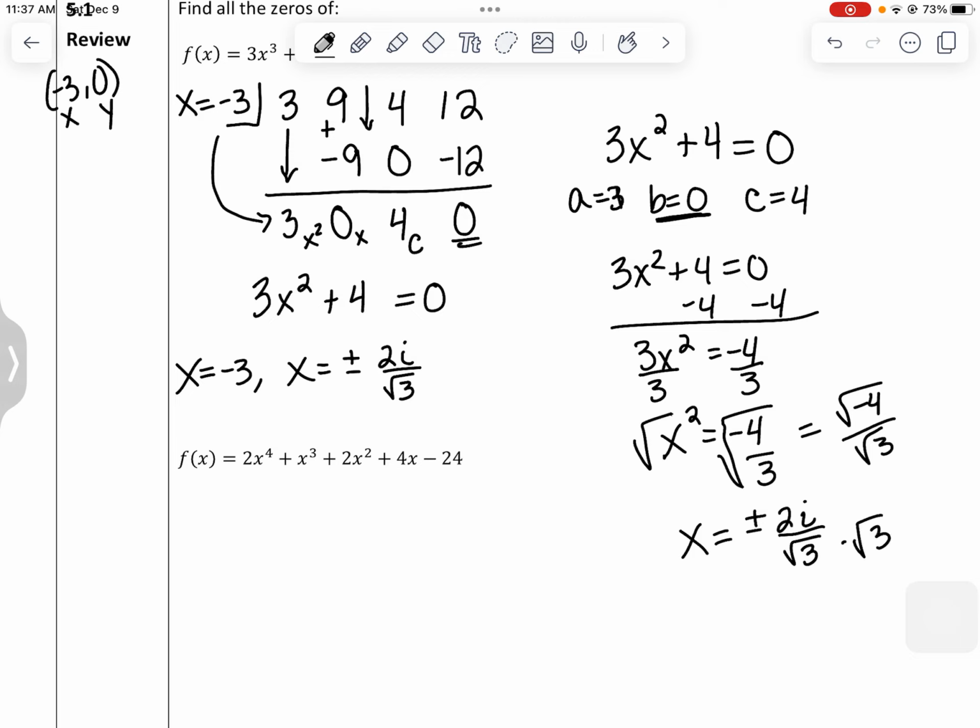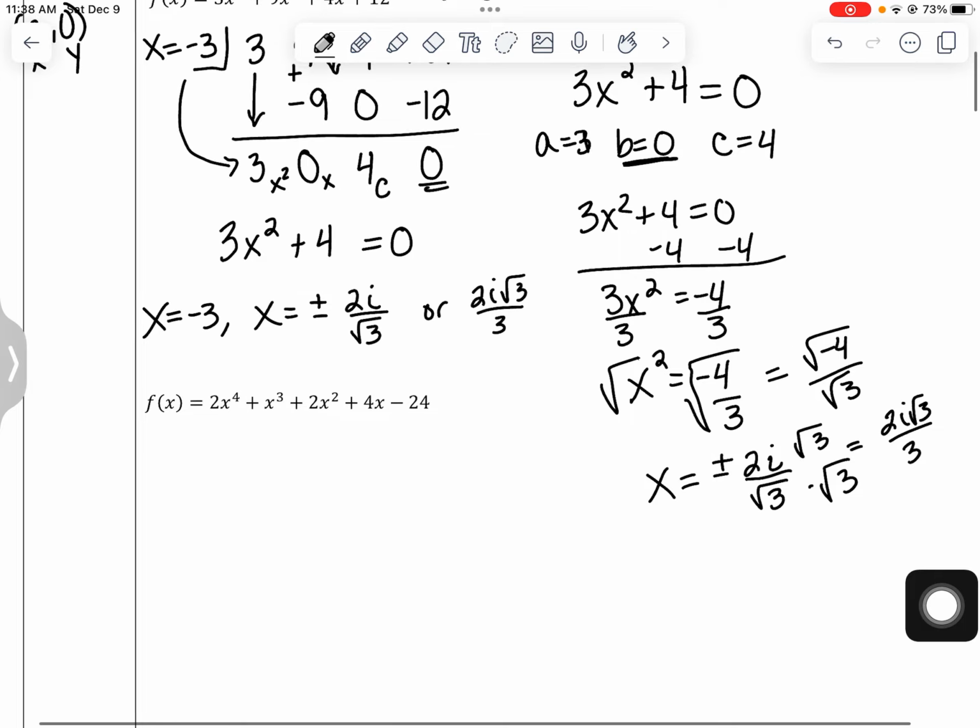And then you could go one step further and rationalize it, so multiplying by the square root of 3 to get the radical out of the denominator. So this could also be written as 2i square root of 3, and then square root of 3 times the square root of 3 is the square root of 9, so over 3. So 2i square root of 3 over 3. Both of these are correct answers. This one's just in rationalized form, so either one would be fine.